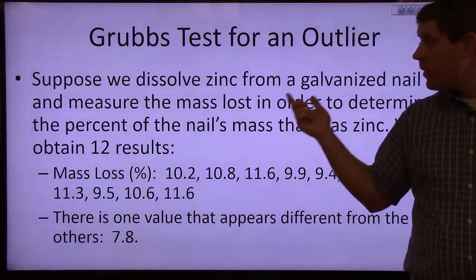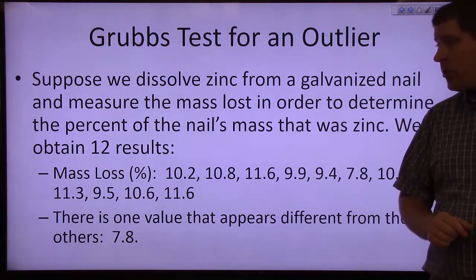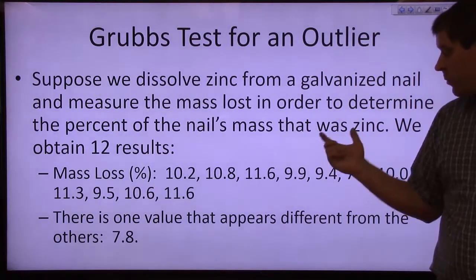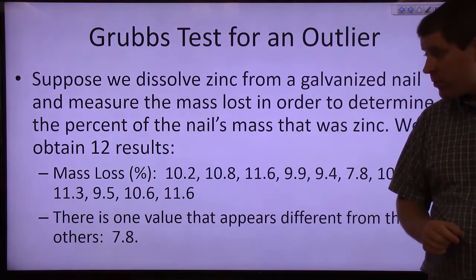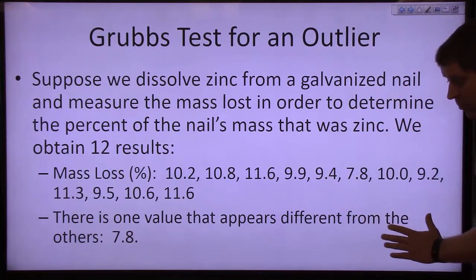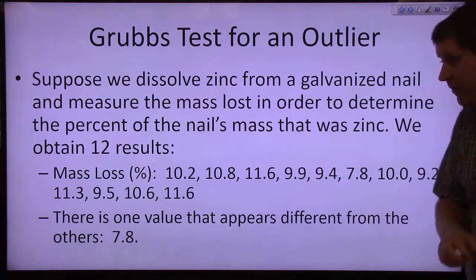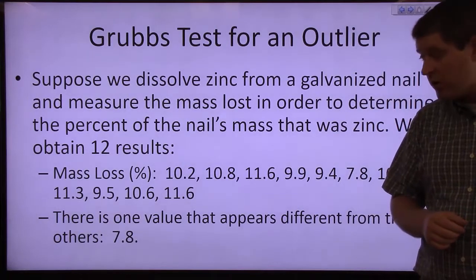So suppose we dissolve zinc from a galvanized nail and measure the mass lost in order to determine the percent of the nail's mass that was zinc, and we obtain 12 results. We've got 10.2, 10.8, 11.6, 9.9, 9.4, 7.8, 10.0, 9.2, 11.3, 9.5, 10.6, and 11.6.